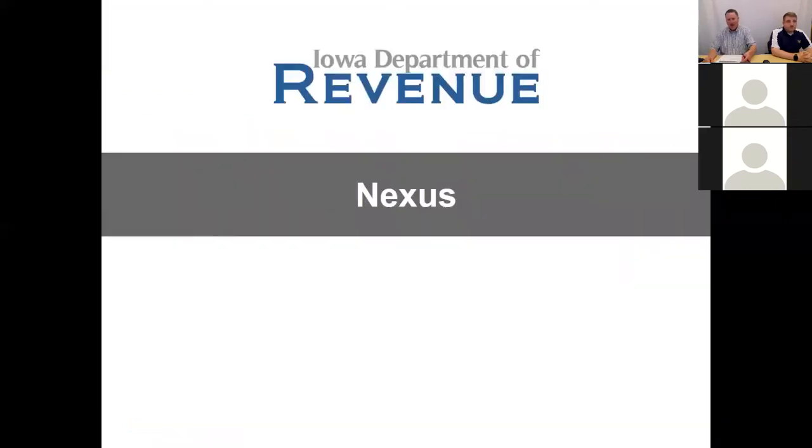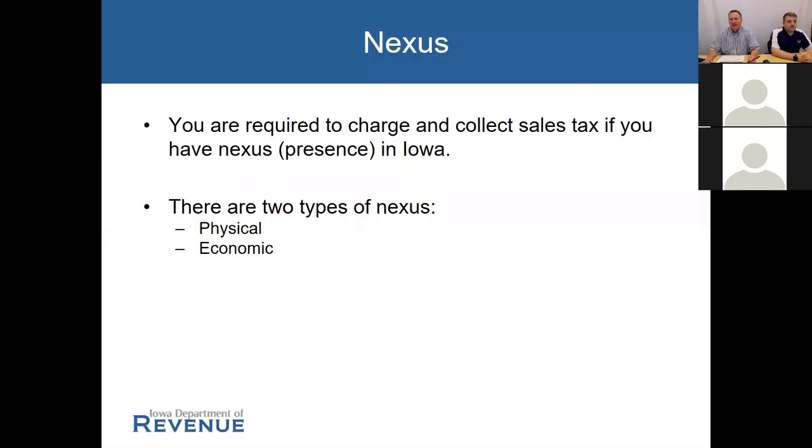So at any rate, moving on, some more information here for you for Iowa tax permits. Nexus. And Nexus is a term that basically means that you have a presence in Iowa. And if you have Nexus in Iowa, you're required to charge and collect sales tax if you are making some type of a taxable sale within the state of Iowa. And again, this is a little bit different than it has been previously. There's two types of nexus: physical nexus, economic nexus.